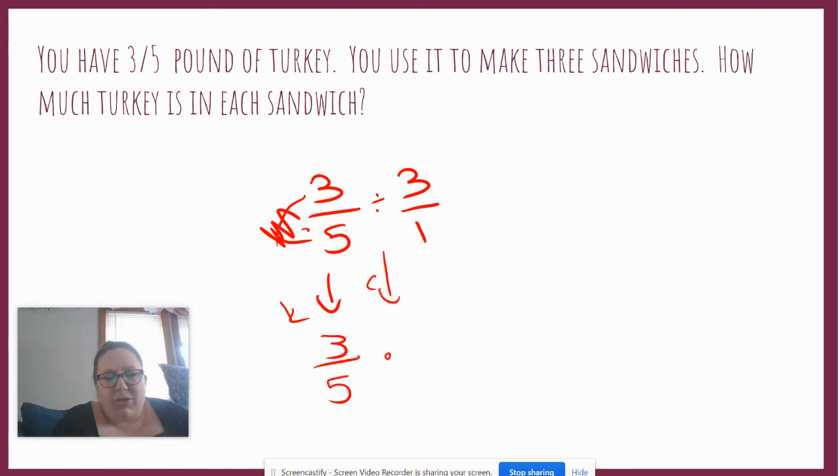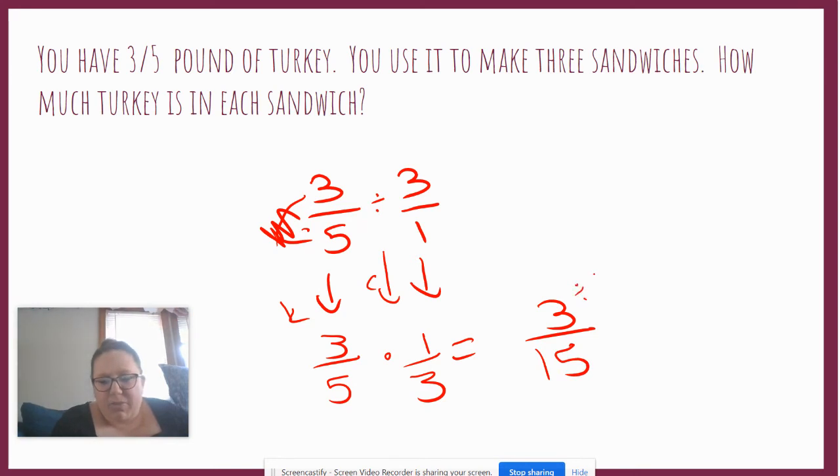Change to multiplication. 3 over 1 becomes 1/3. 3 times 1 is 3. 5 times 3 is 15. And now I'm going to simplify that because 3 and 15 can both be divided by 3. 3 divided by 3 is 1. 15 divided by 3 is 5. So there is 1/5 of a pound in each sandwich.